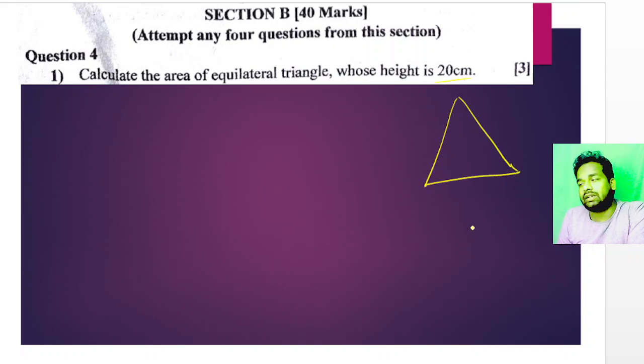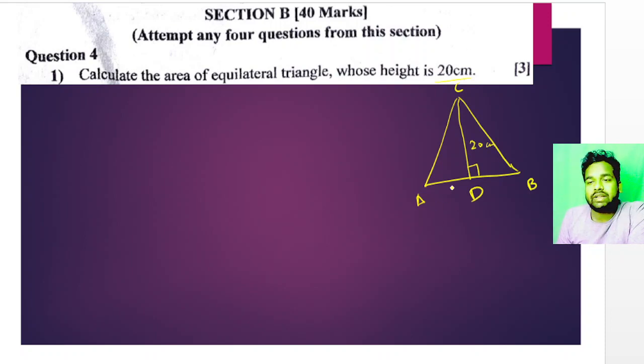Suppose this is an equilateral triangle and the height is AD. Suppose this is A, this is B, this is C and this is D, and a height is given that is 20 centimeter.